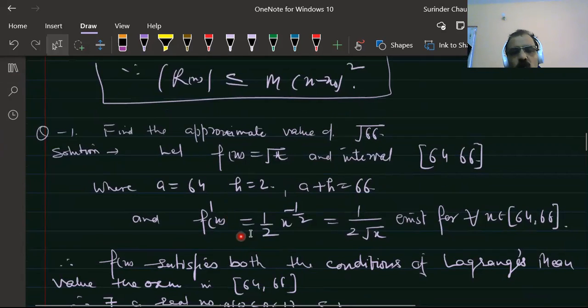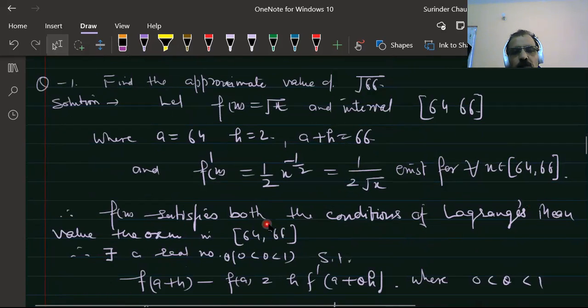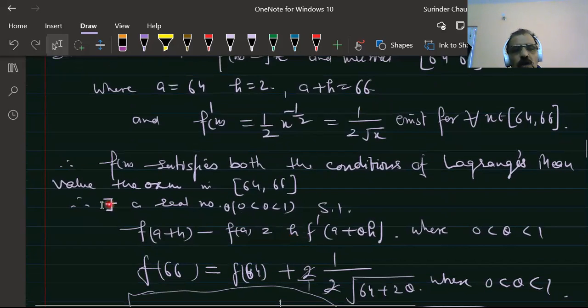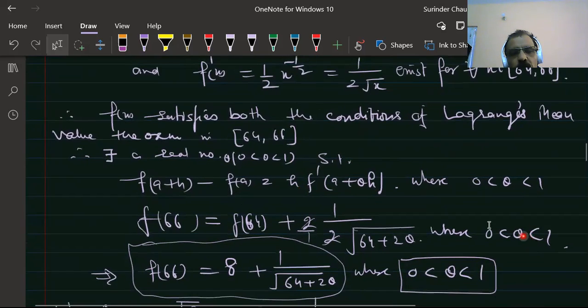So f dash x is equal to differentiating this, half x to the power minus half, which is equal to 1 upon 2 root x. This derivative does not exist at 0, and 0 does not belong to this interval. This implies f is differentiable in this interval. So f satisfies both the conditions of Lagrange in the interval 64 to 66. So there is a real number theta, 0 less than theta less than 1, such that f of a plus h minus f of a is equal to h into f dash of a plus theta h.